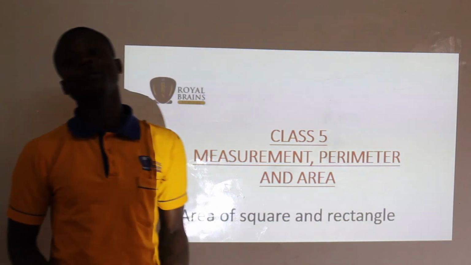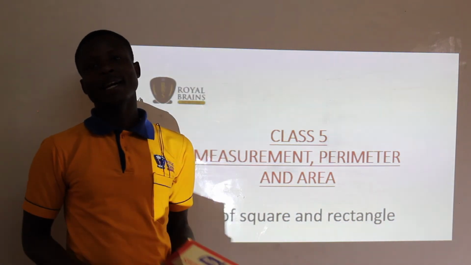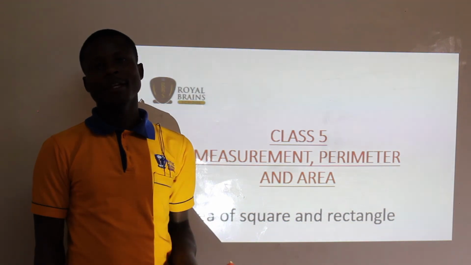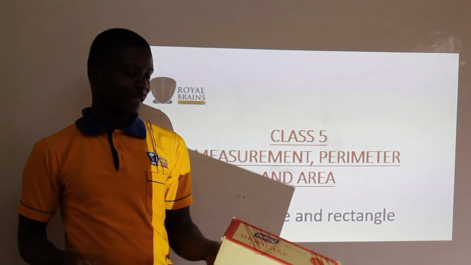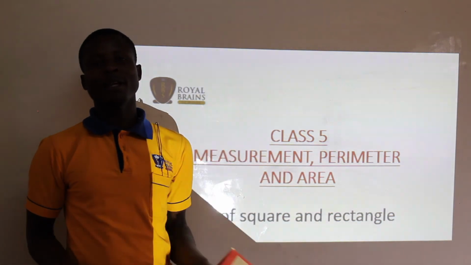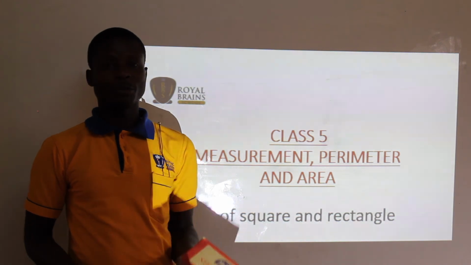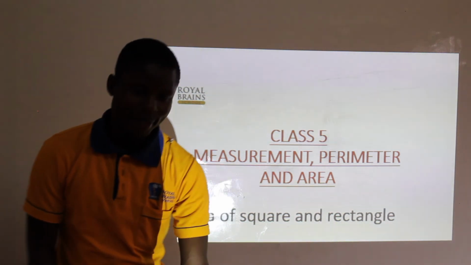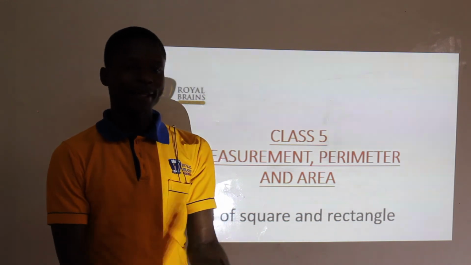Now, yesterday, you can recall what we did yesterday. We discussed perimeter, and we said perimeter is the distance around the figure. But today, we want to check something known as area. Area is a familiar thing that we have done in previous classes. So today let us discuss the area of a square and the area of a rectangle.